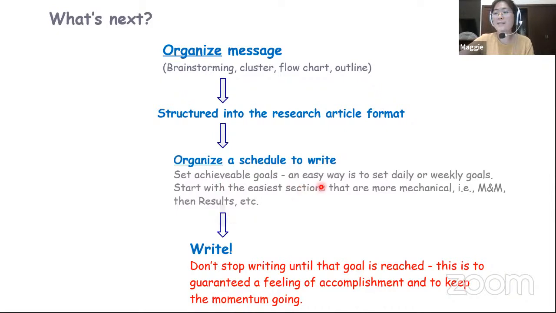So you organize a schedule to write and then start to write. Don't stop writing until that goal is reached. This is to guarantee a feeling of accomplishment and keep the momentum going. So organize your ideas, structure them into the article format, and then have a schedule and then start. That's what you have to do.